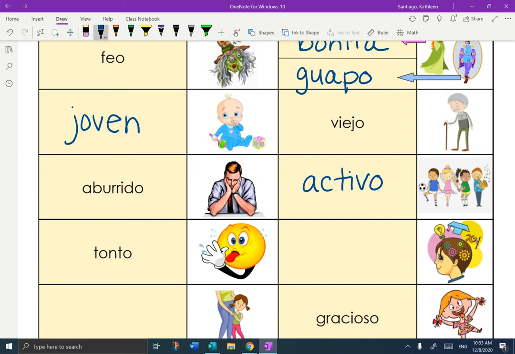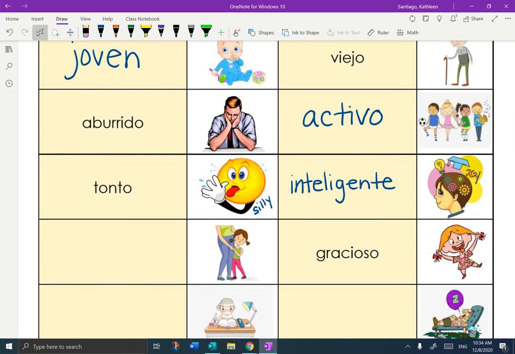Muy bien. Now let's look underneath boring. We have somebody that's acting tonto. What do you think tonto is? Sticking out your tongue, putting your fingers up by your ears and shaking them. I don't usually put the English, but I want you to understand tonto is like a silly person, goofy. So the opposite of tonto or silly, when you're not acting silly, maybe you're inteligente. Inteligente. Muy bien.